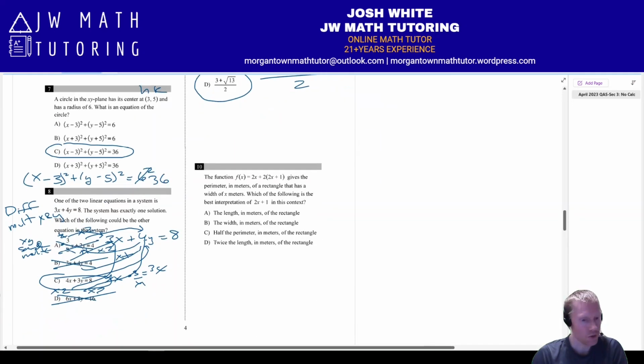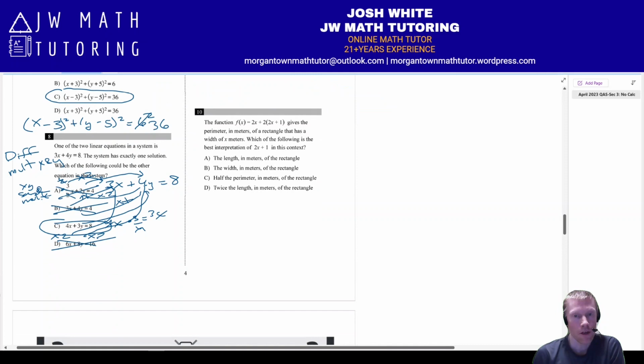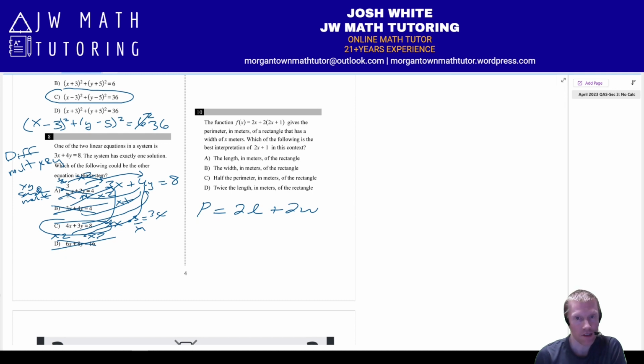Now moving down to problem number 10 at the bottom of the page. Here we have a function, and we're told that it represents the perimeter of a rectangle. So hopefully you are familiar with the formula for perimeter of a rectangle, 2L plus 2W. However, in this case, because x corresponds to the width of the rectangle, they tell us that right here in the problem, technically the width is going to be first in this formula, so really it's going to be 2W plus 2L.